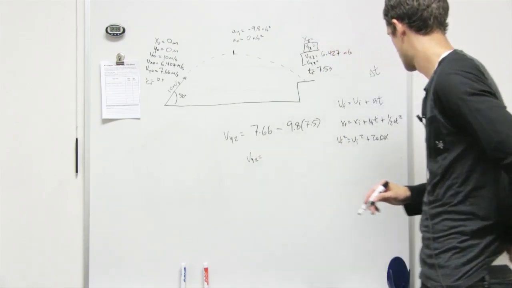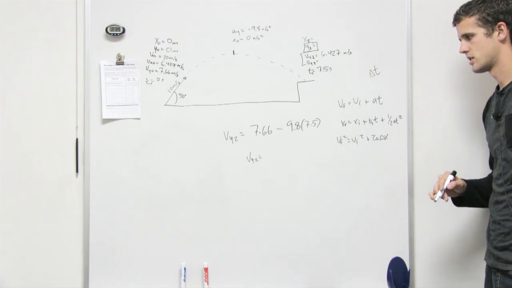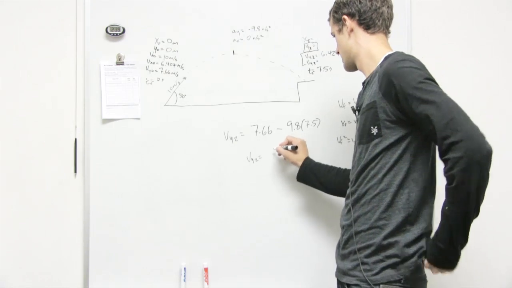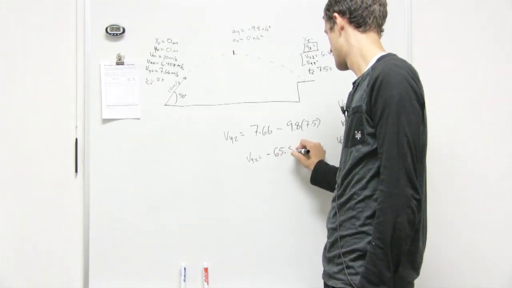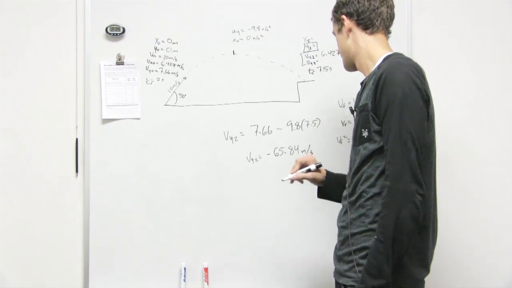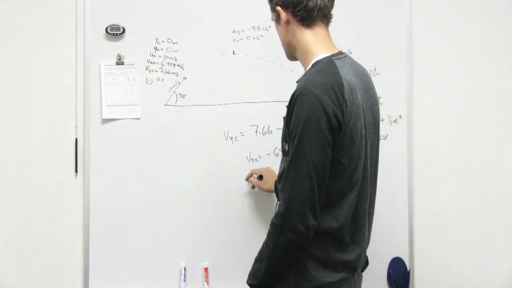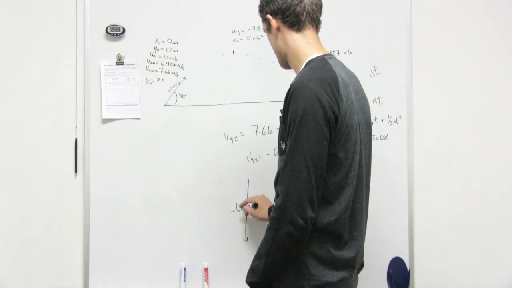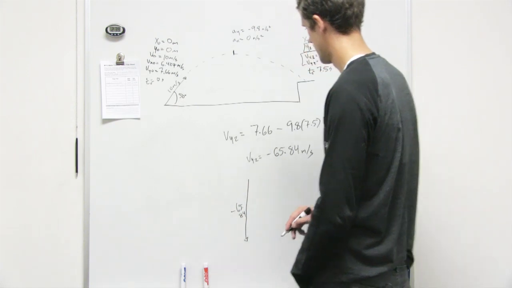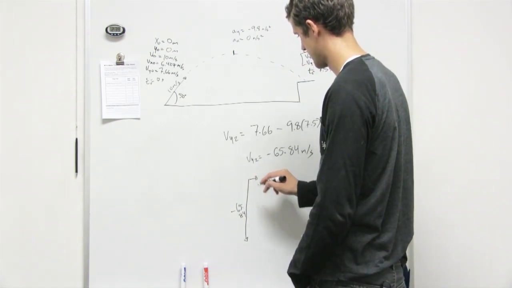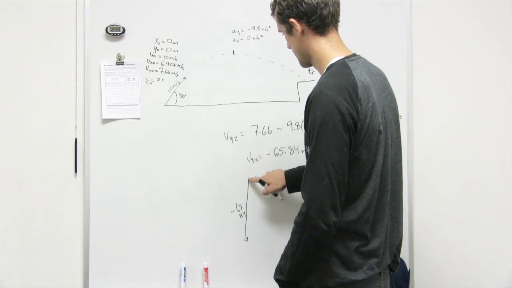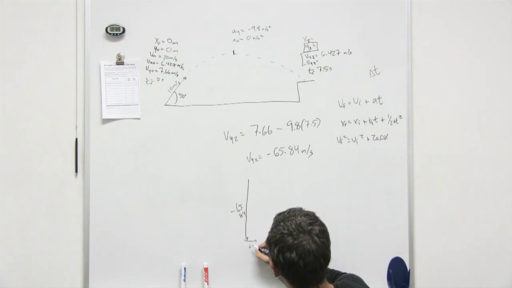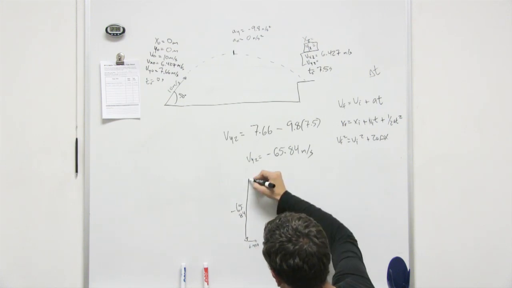So what's that? Let's see here. 7.66 minus 9.8 times 7.5. Okay, so negative 65.84. And if you were to draw your total velocity, it was really big, negative 65.84. You'd still have your 6.427 over here in x, right? Actually, let's draw this at the bottom so it's a little easier. Your final velocity looks like this.